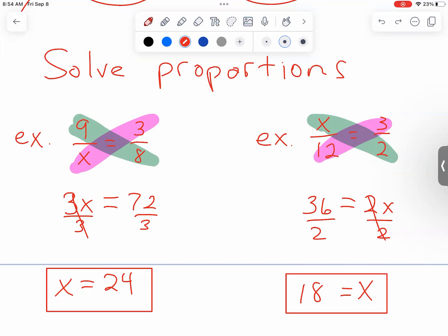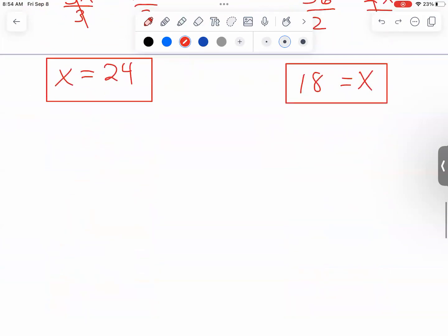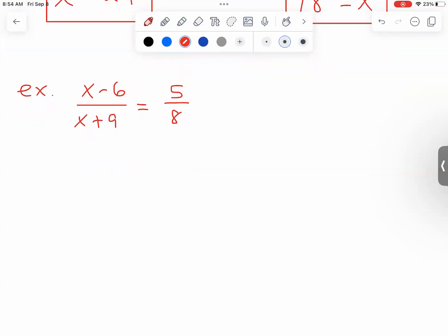All right, well then, let me throw one a little harder at you. Let's say we do now x minus 6 over x plus 9 is equal to 5 over 8. So we have x minus 6 over x plus 9 is equal to 5 over 8. Again, it's a proportion. So I'm going to set my equal sign down here and do the same process.